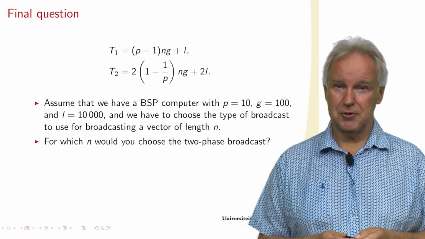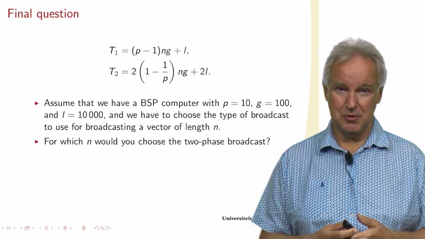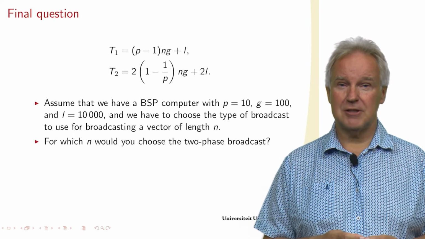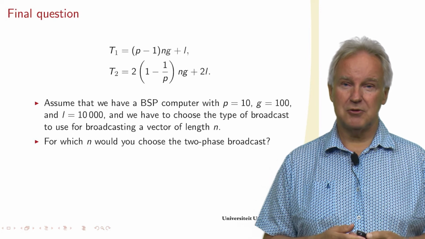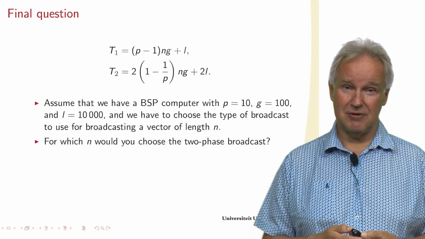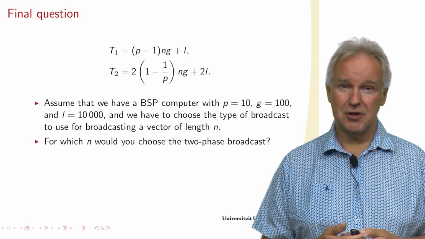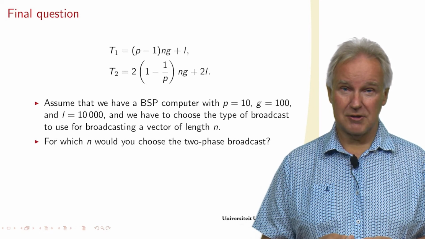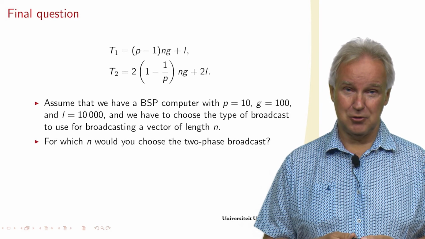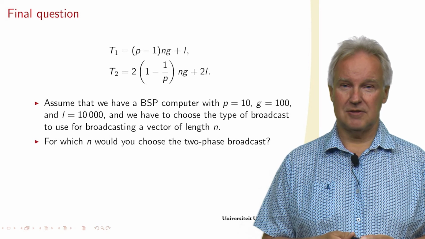A question to you, final question. Assume that we have a BSP computer with p equals 10 processors, g equals 100, L equals 10,000, and we want to communicate a vector x of length n to all processors. We want to broadcast a vector. We have the choice between one-phase broadcast with the cost T1 and two-phase broadcast with the cost T2. When would you choose the two-phase broadcast? For which n?